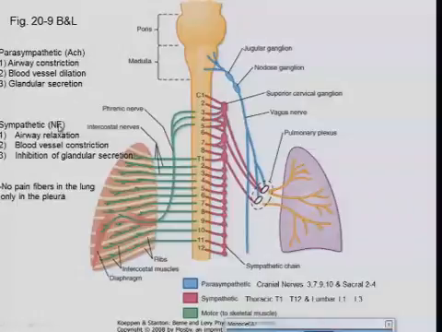As well as the sympathetic system, which primarily secretes norepinephrine or epinephrine. This is the neurotransmitter, and this pretty much comes in here off of the spinal cord, innervation along the spinal cord, and this comes out and innervates once again the airway. It causes a relaxation of the airway and blood vessel constriction, as well as inhibits glandular secretion. So this is opposite of the parasympathetic system. So make sure you know the difference between these two.